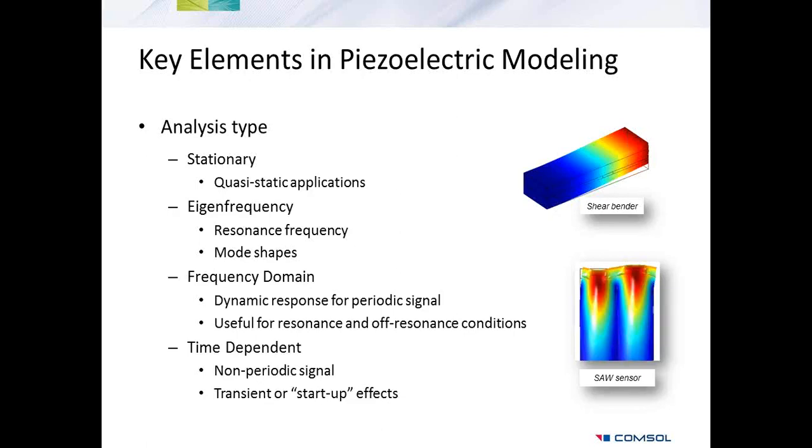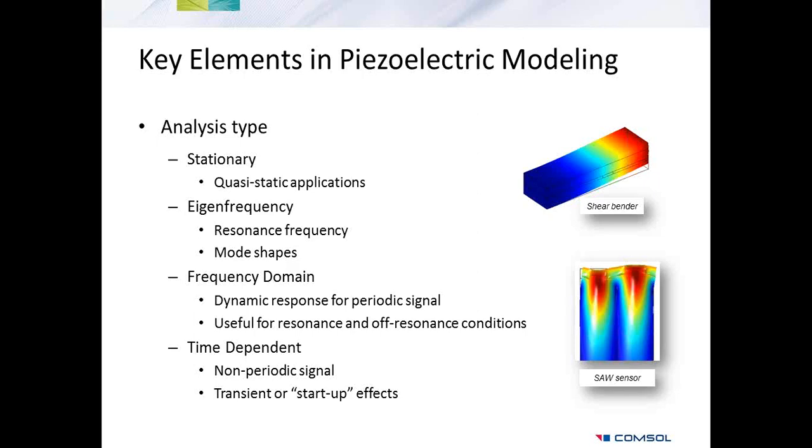Once you set up the geometry, material properties, and the physics and the boundary conditions, you also need to decide what type of analysis you want to perform. For example, a stationary or time-invariant analysis, that's something really easy to set up and very quick to solve. It is mainly useful for modeling quasi-static applications. For example, the shear bender actuator shown on this slide. The static shear deformation of the embedded piezoelectric material creates a bending deformation of the entire composite beam.